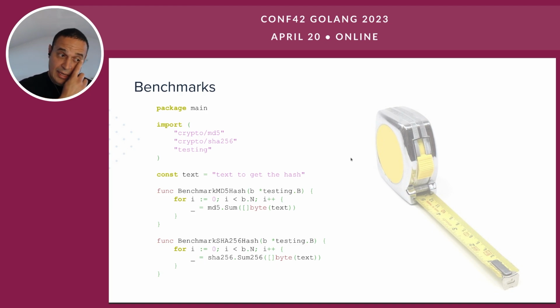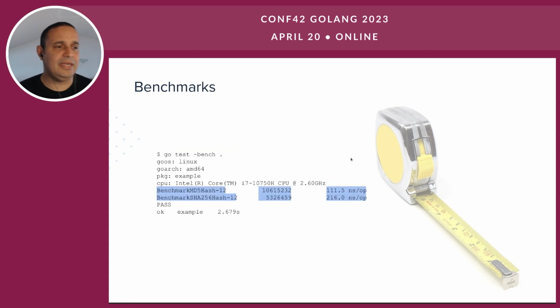For example, I'm doing two benchmarks, one for MD5 and one for SHA 256 hashes. So I'm basically doing a benchmark to see which function is consuming more time. If I execute that, I'm going to see that MD5 is twice as fast. I can basically do double the MD5 hashes than SHA 256 hashes in the same time.